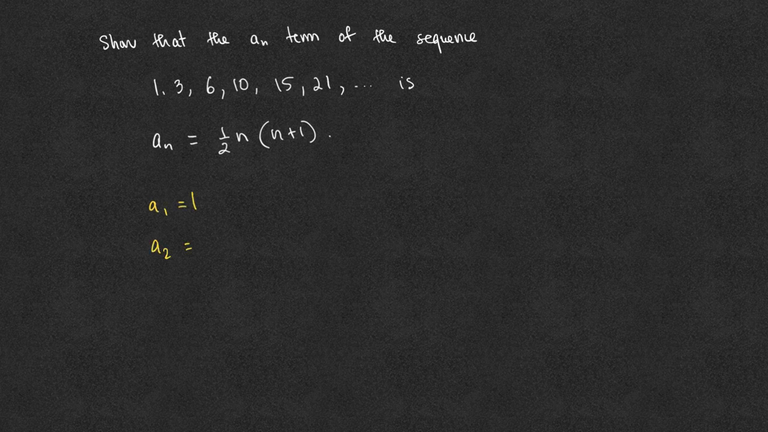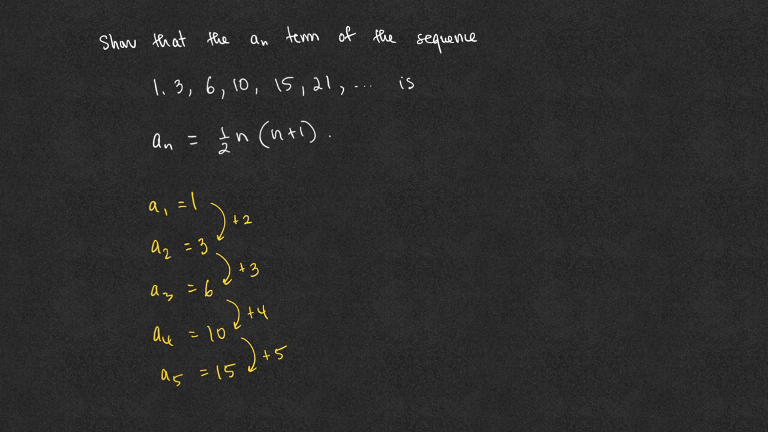A sub 2 is 1 plus 2, which is 3. A sub 3 is 3 plus 3, which is 6. A sub 4 is 6 plus 4, which is 10. A sub 5 equals 10 plus 5, which is 15. And so we see that to obtain the a sub k plus 1 term, we would take the previous term a sub k and add k plus 1 to it.